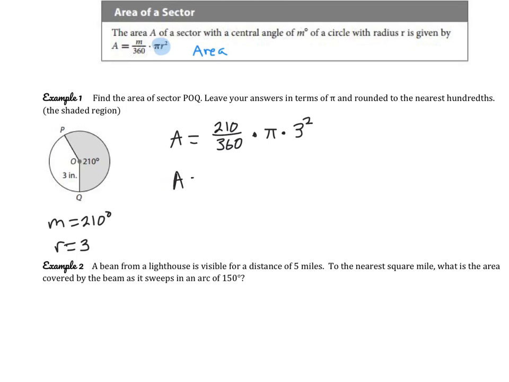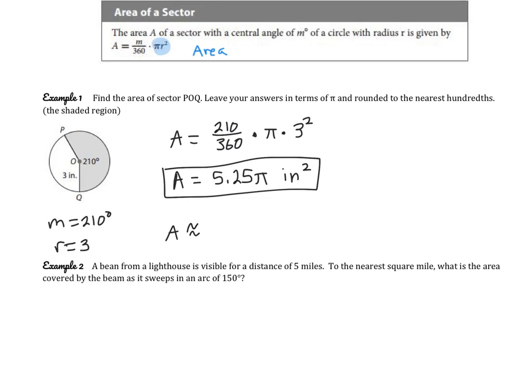So we get an area of 5.25 pi inches squared. So this is what we would call an exact answer because we don't need to round. By leaving pi in there, we don't need to round. But we could get a decimal approximation. So if you actually plug in 5.25 pi into your scientific calculator, you would get a decimal approximation of 16.49, if you round to the nearest hundredths, inches squared.